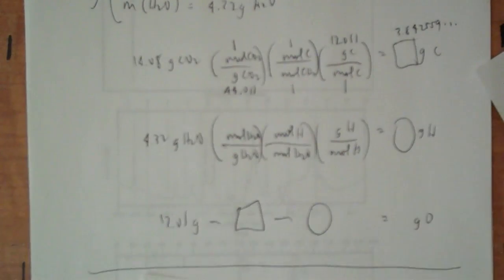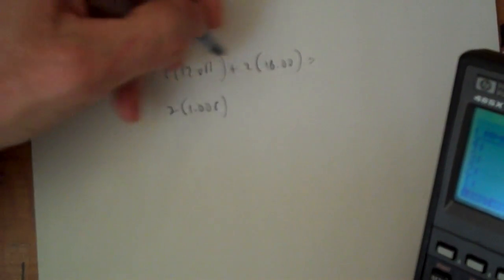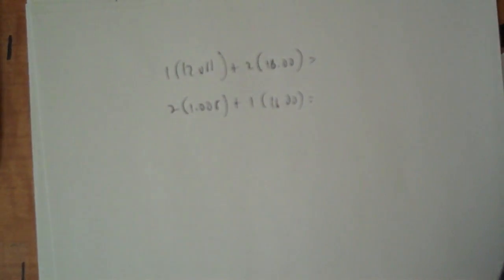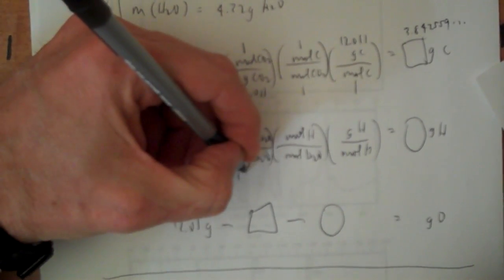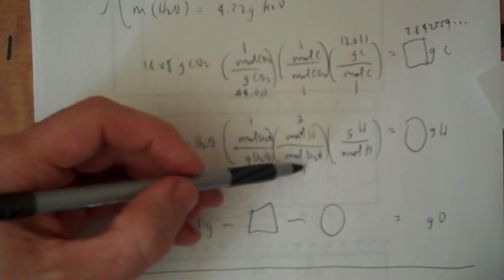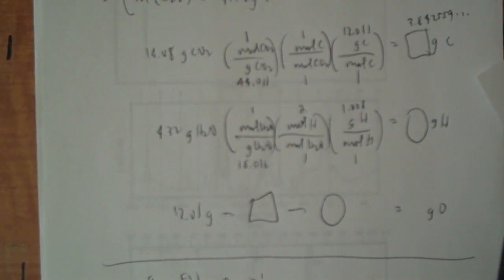The formula weight of water is 2 times 1.008 plus 1 times 16.00, which is equal to 18.016 grams per mole. How many moles of hydrogen for every mole of water? 2 to 1, right? Can you see there's 2 of them here? Okay, and then grams per mole, that's 1.008 per 1.